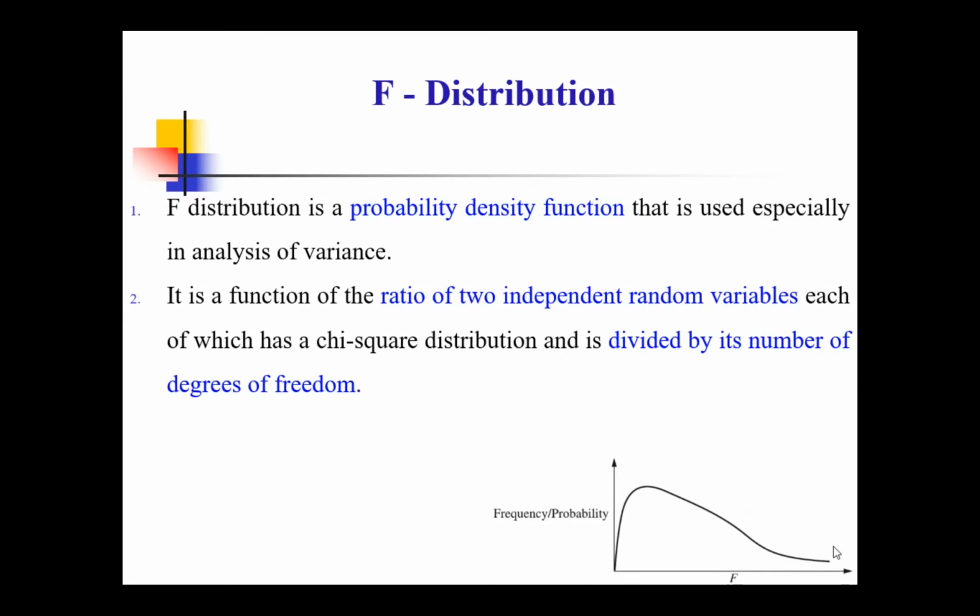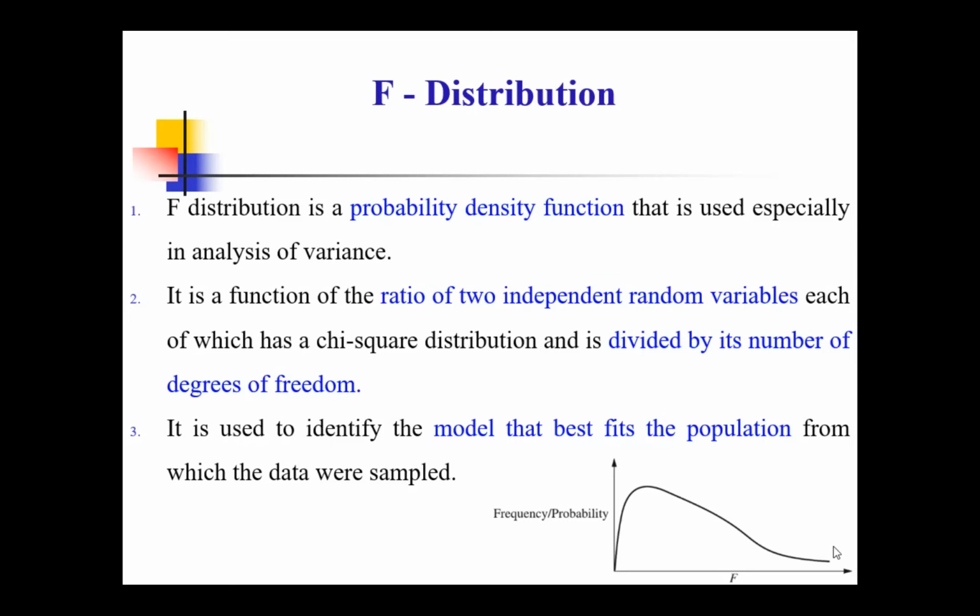The two independent variables should have a chi-square distribution. The two random variables which are independent, the independent are nothing but the input variables. The independent variable should follow a chi-square distribution. That is very, very important. It's the ratio of two independent random variables, each divided by its number of degrees of freedom. So the F distribution is a probability density function which is the ratio of two independent random variables, and they should have a chi-square distribution and be divided by the number of degrees of freedom.